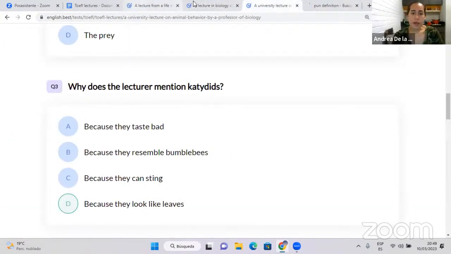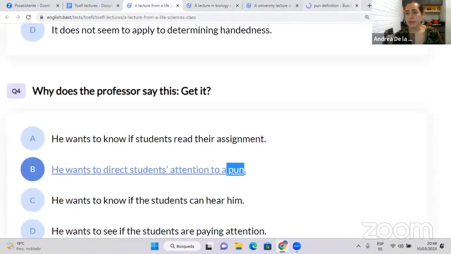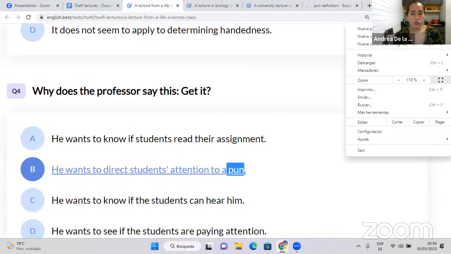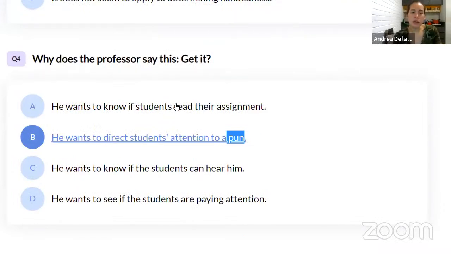So what do you guys think now? What does the professor say before, okay, before saying get it? He says, in short, lefties have been made feel as if they are left out, right? Something like that. Like lefties feel left out. So that is a pun, right?